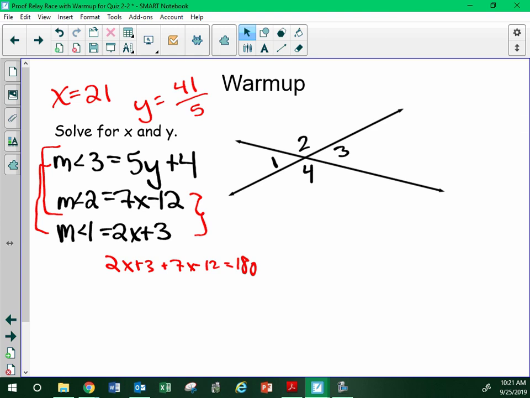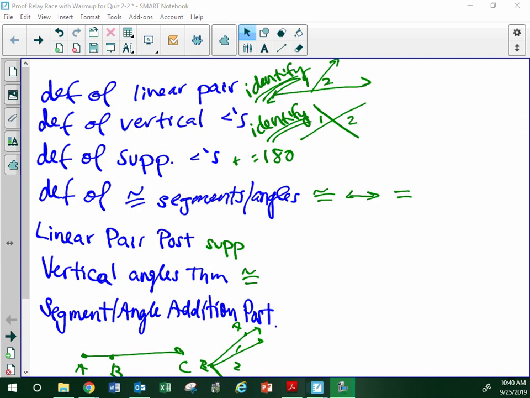All right, so we talked about this last class, the differences between our definitions and our theorems and postulates. But again, this is probably the most common thing people mix up on their proofs, aside from just straight up not knowing your vocab. So I just want to reiterate the differences between our definitions and our postulates and theorems.